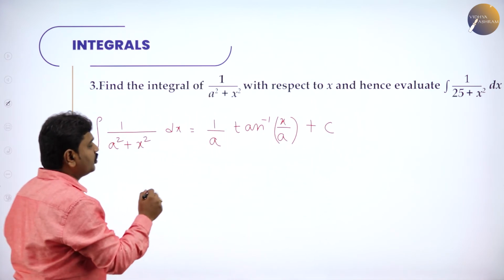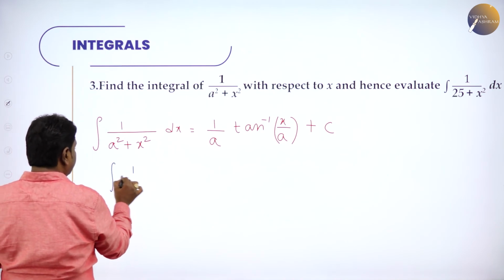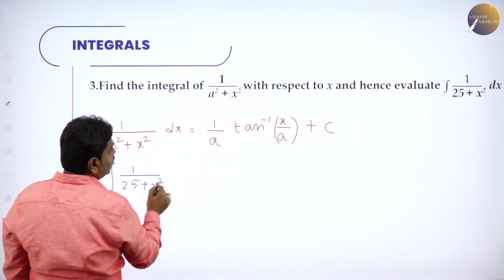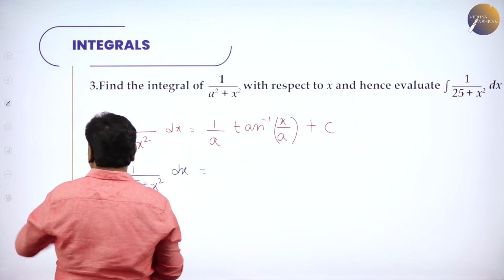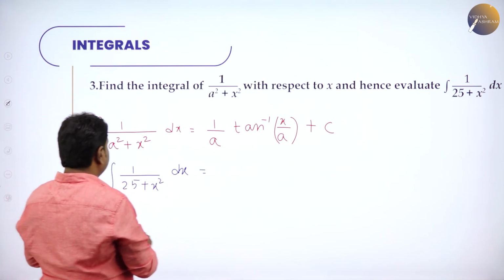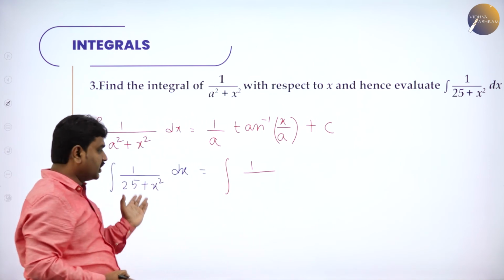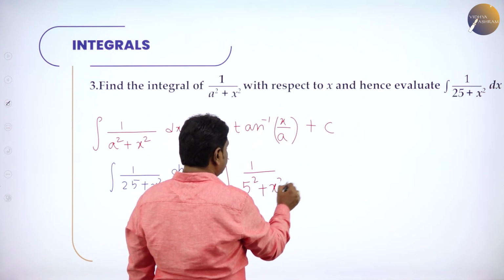So now they are asking you to evaluate. What is the question? Evaluate integration of 1 by 25 plus x square, or x square plus 25, one and the same, dx. So can I write this given problem, in spite of 25, as 1 by 5 square plus x square dx?